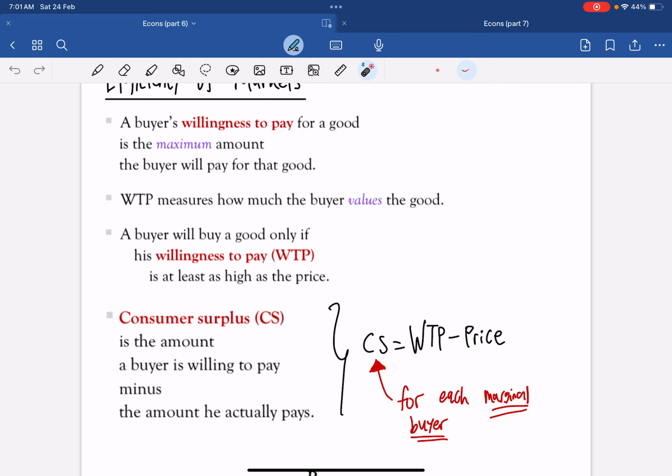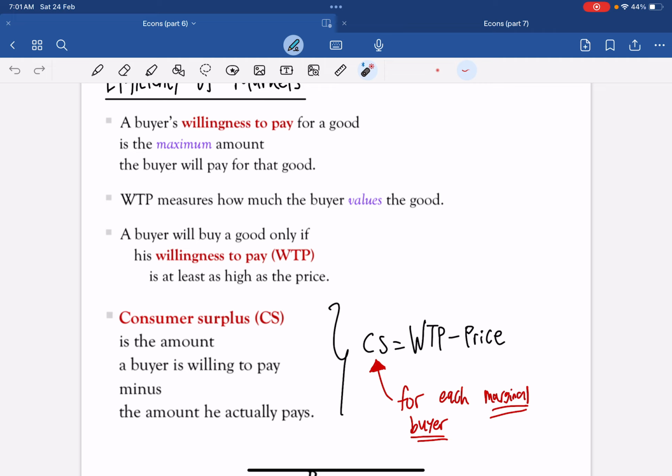We will define willingness to pay as the maximum amount the buyer will pay for a good. What does that mean? If you were wanting to buy a bag and you value it at $10, then anything above that you will not buy it, right? But anything below $10 you will buy it.